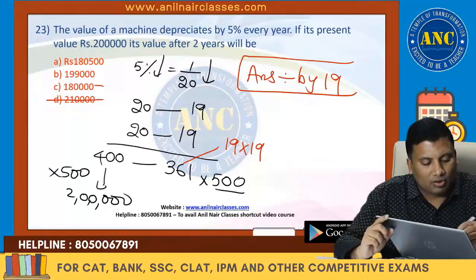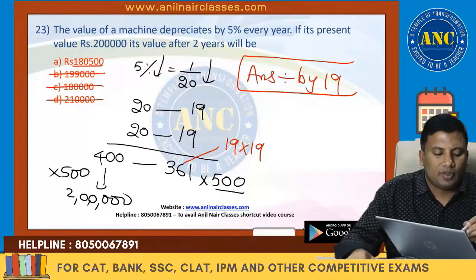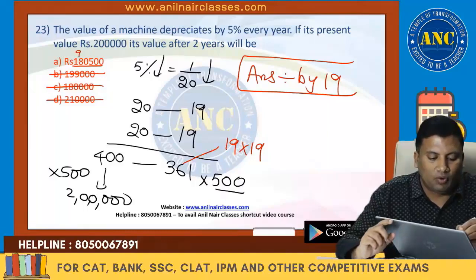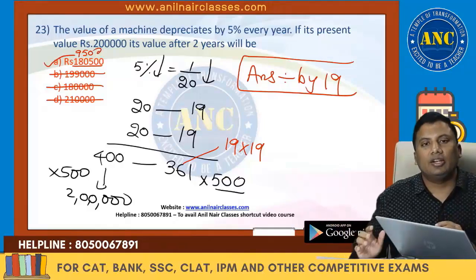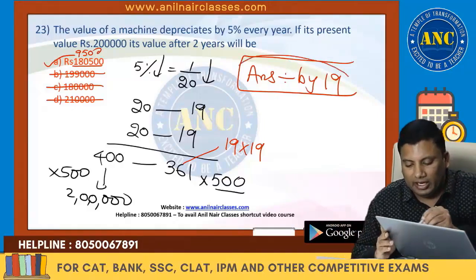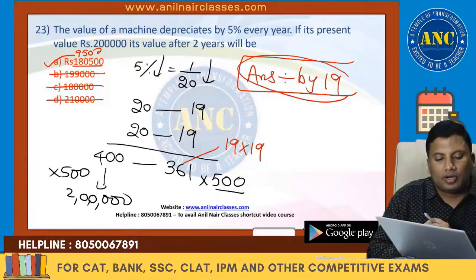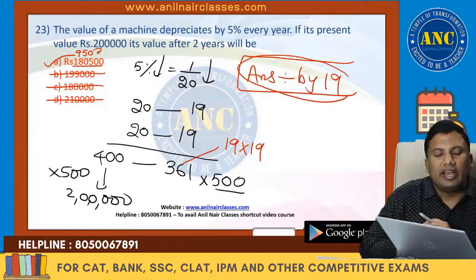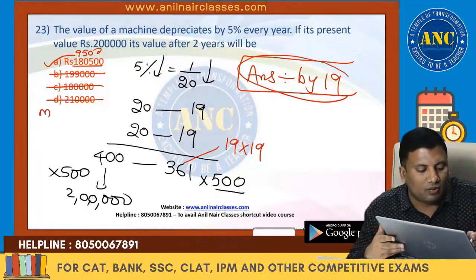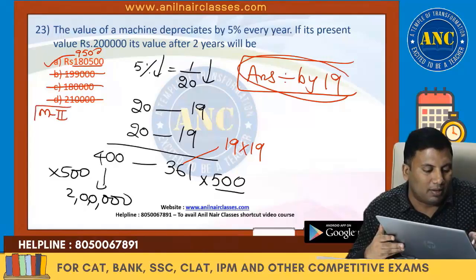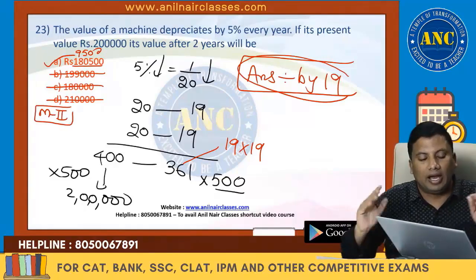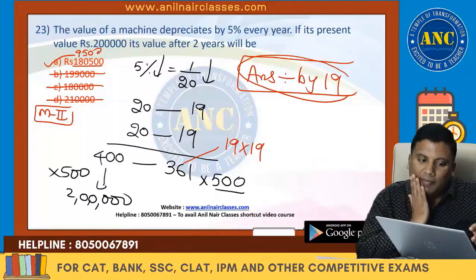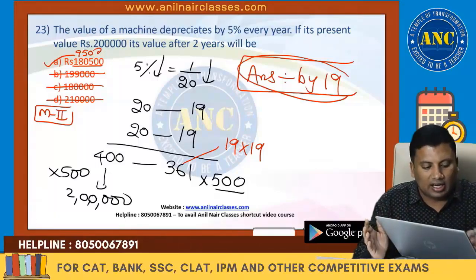2 lakh 10,000. Not divisible, not divisible. 19, 9s are 171. 95. 19, it is perfectly divisible. Either you can go by answer should be divisible by 19 or you can go by x less than a plus b. Method 1 and method 2. For every problem I will try to give you multiple angles to simplify the problem. Method 2. I hope it is clear. Now next question.